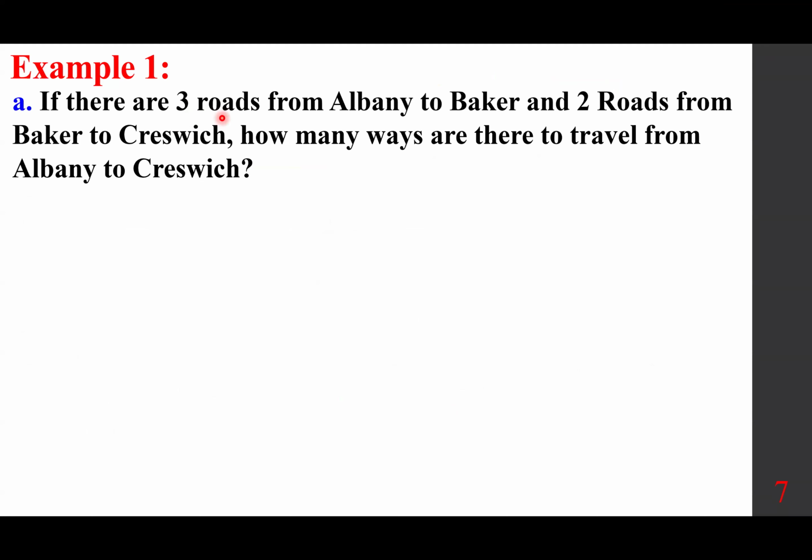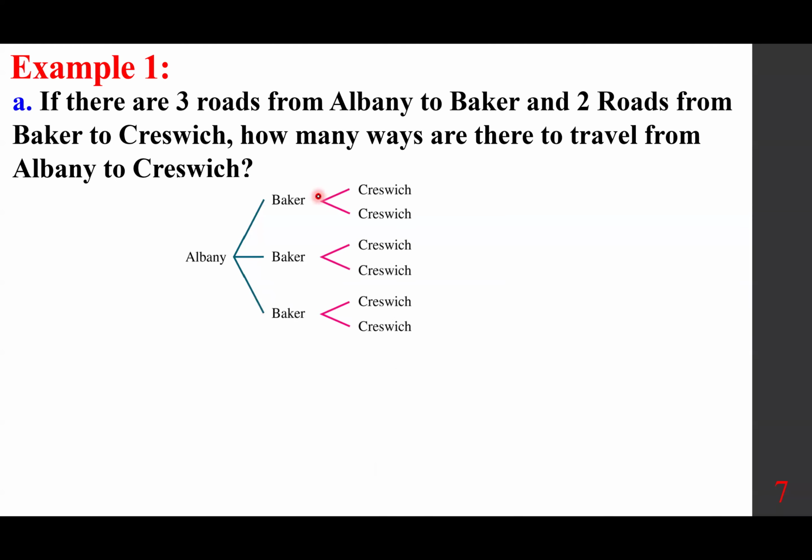If there are 3 roads from Albany to Baker and 2 roads from Baker to Prestwich, how many ways are there to travel from Albany to Prestwich? Well, from here to Baker, 1, 2, 3 different ways. Each one has 2 different ways to the final destination, Prestwich.